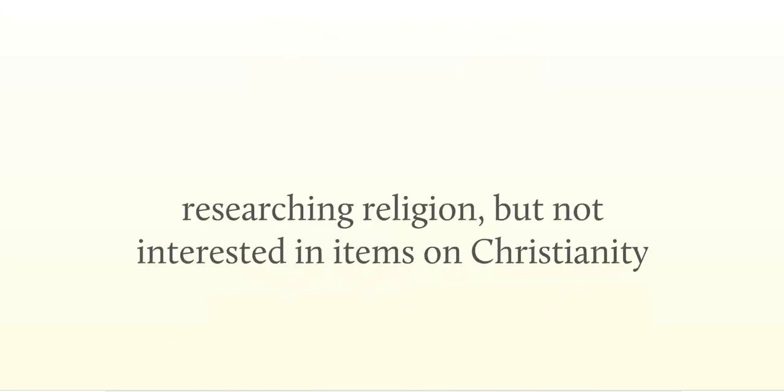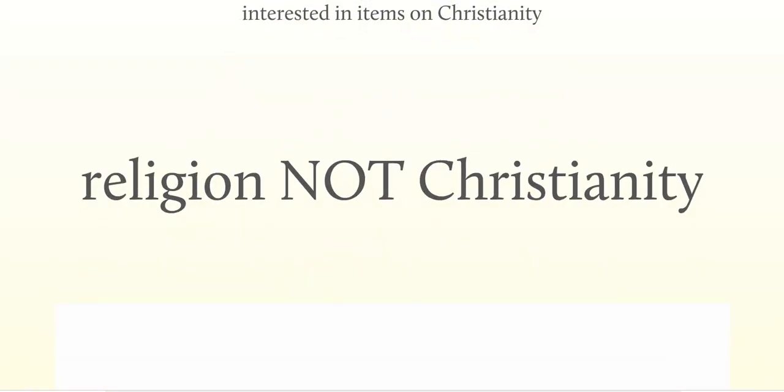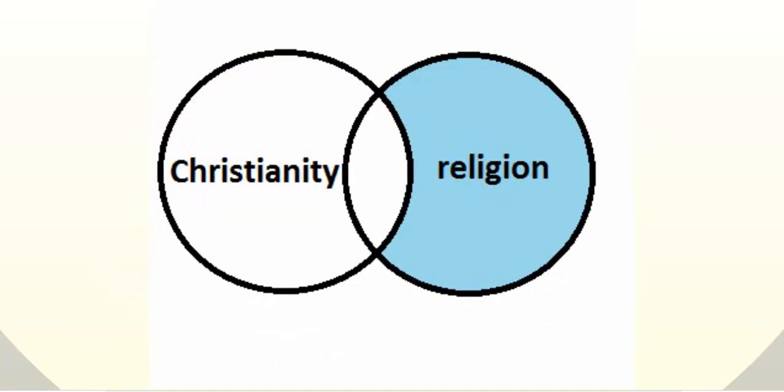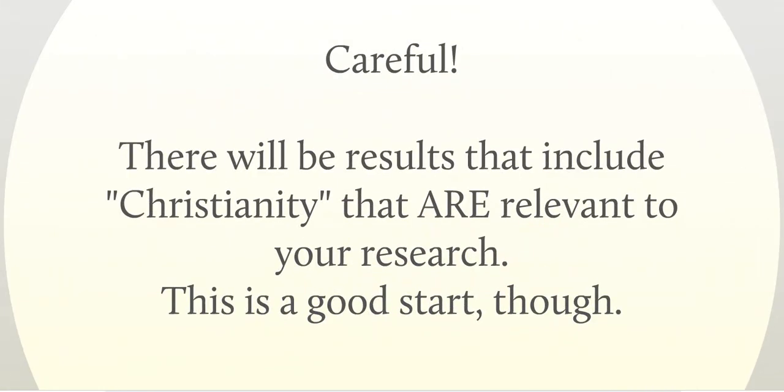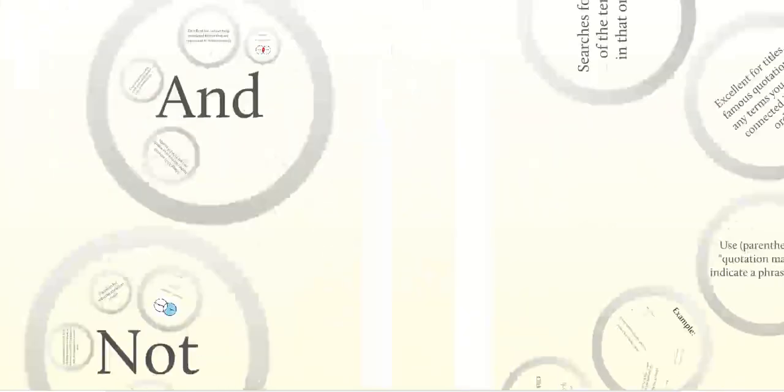So, for example, if you're researching religion but you're not interested in items on Christianity, this is a good search to use because that way you're retrieving everything that includes religion but you are excluding everything that also contains Christianity. Now, you do need to be careful with this because some of the results that include Christianity will be important to you, but this is a good start.